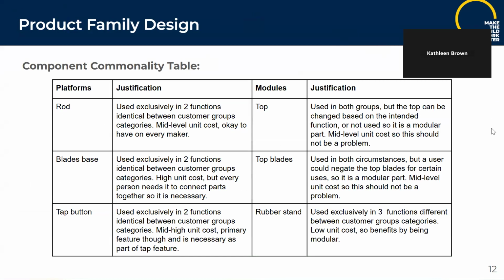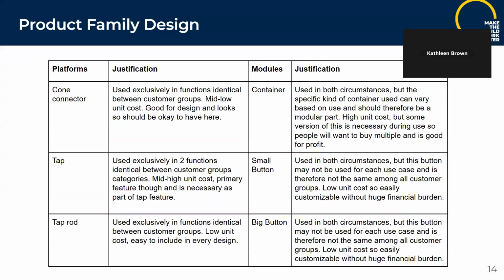Based on the matrix and the mapping table, these parts are all split into platform and module parts. The platform parts are used the same between both functional customer groups, and the module parts are used differently, and those are just listed on the next 3 slides with justification as to why they're there.